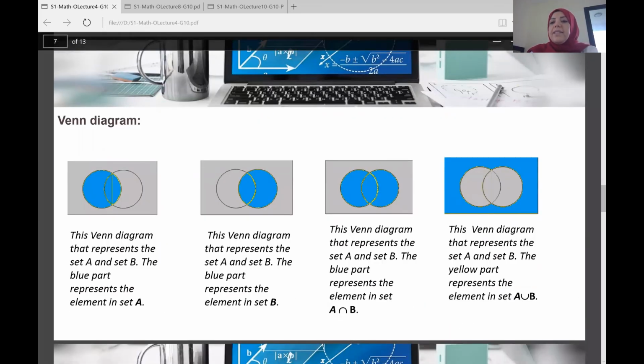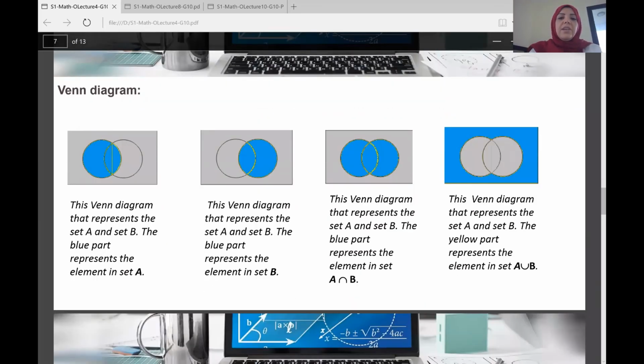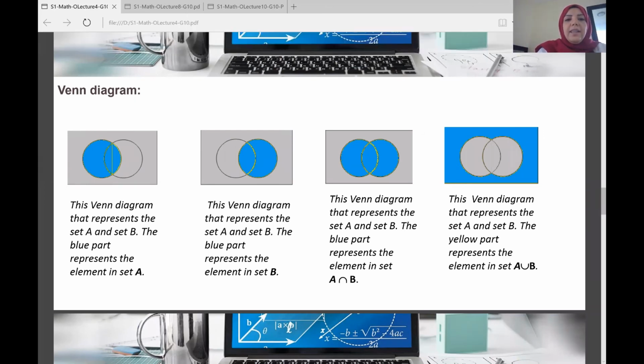Now this is the Venn diagram. Look at this colored part. We have two sets. Let me tell you that this is set A and this is set B. This colored part represents A, while this colored part represents B. This colored part indicates the union of the two sets, so it's A union B.